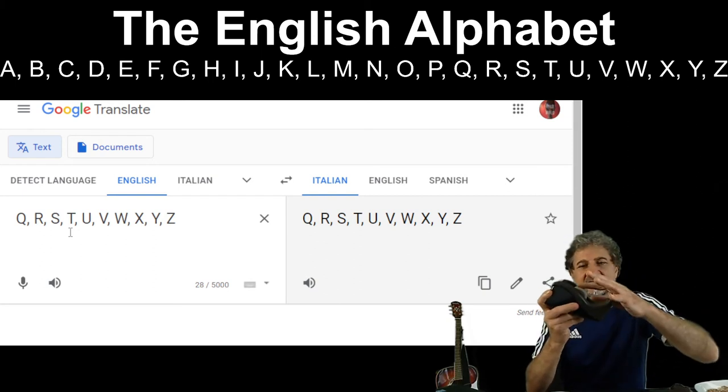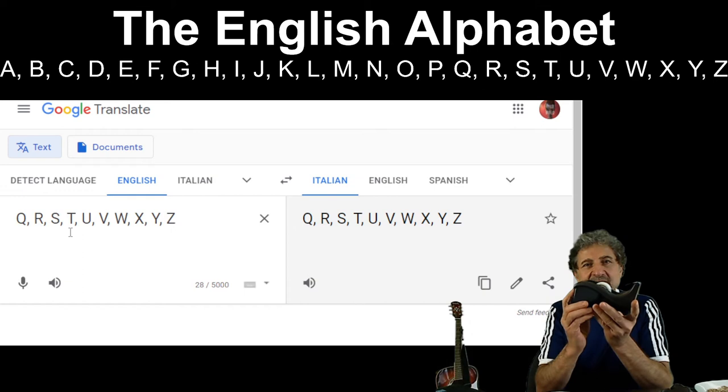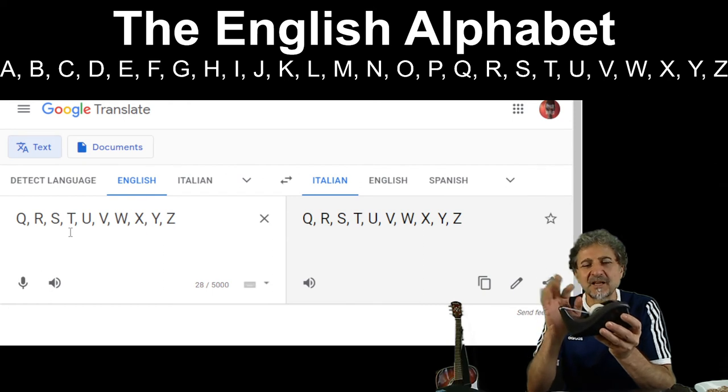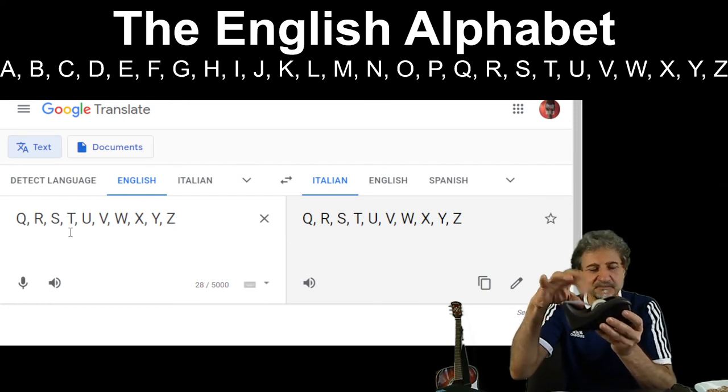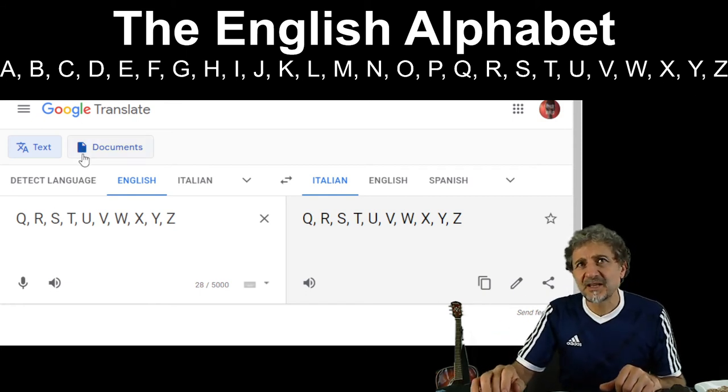Tape. Is it a tape? It's a dispenser, tape dispenser. I guess it's a tape dispenser. This is the tape. With a T, Toronto, from Canada.